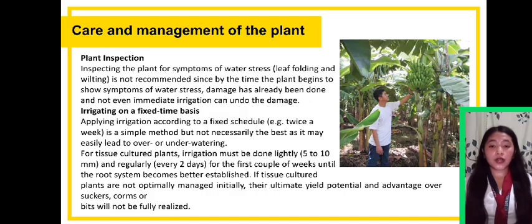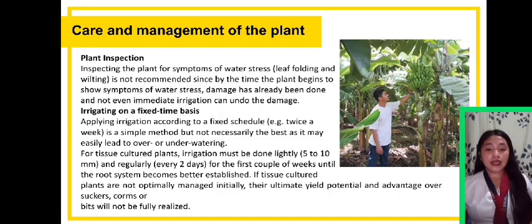Plant inspection involves examining plants for signs of pests, diseases, nutrient deficiency, or other issues. By regularly inspecting plants, growers can take proactive steps to maintain plant health and optimize yields. Irrigating on a fixed time basis. Applying irrigation according to a fixed schedule, like twice a week, is a simple method but not necessarily the best as it may easily lead to over or underwatering.